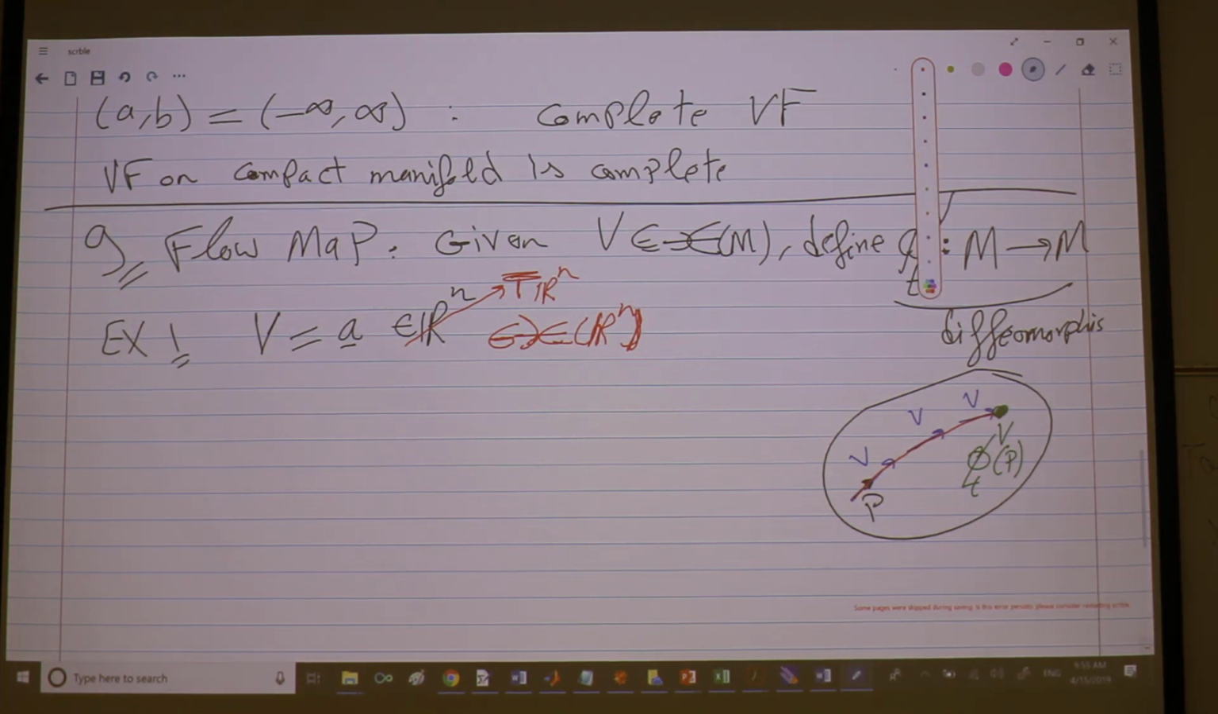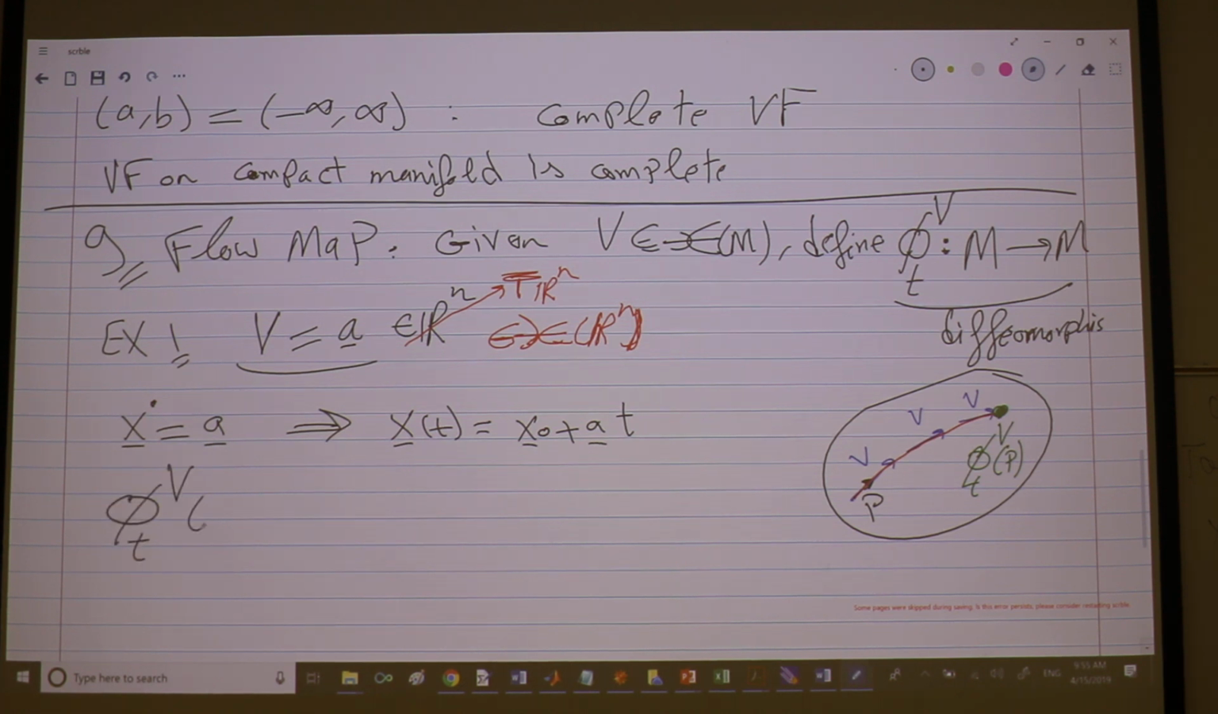So how do we get the flow map here, as you have seen in the lecture? Just solve this differential equation. Convert this into a differential equation. So we have x dot, here is an array, equals A. Please solve this differential equation with an initial condition x naught. So you get x of t, that is x naught plus At. Now your flow map phi t along V from any point x is this, with the initial condition now being x. So this is x plus At.